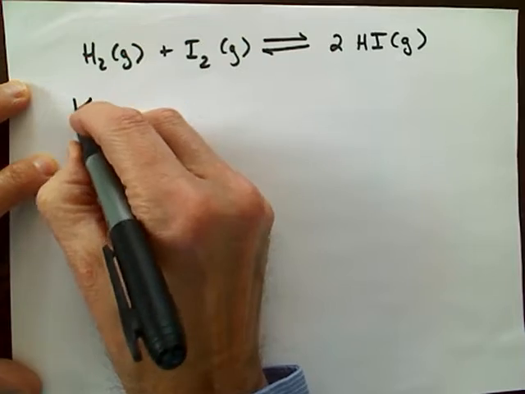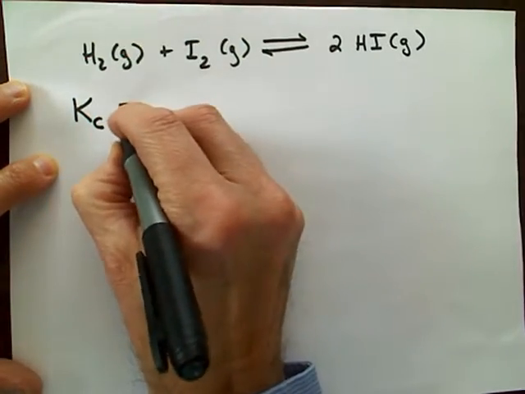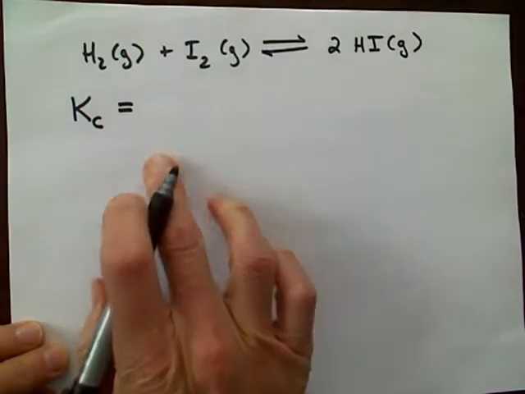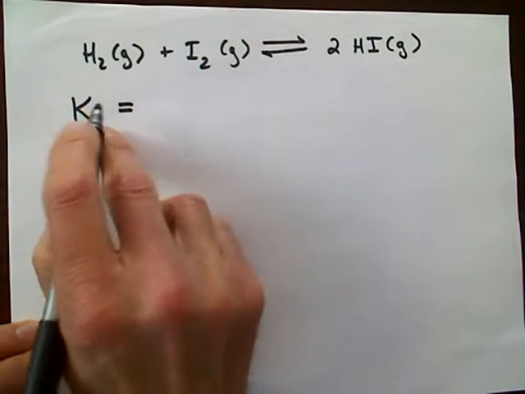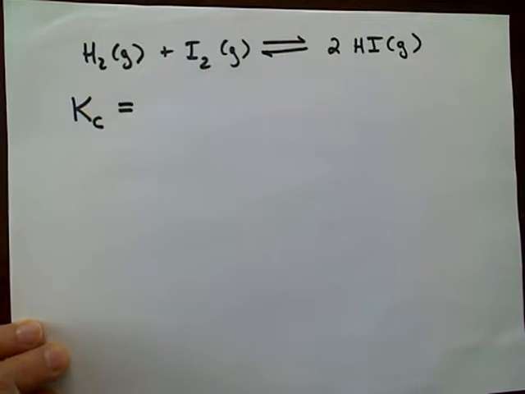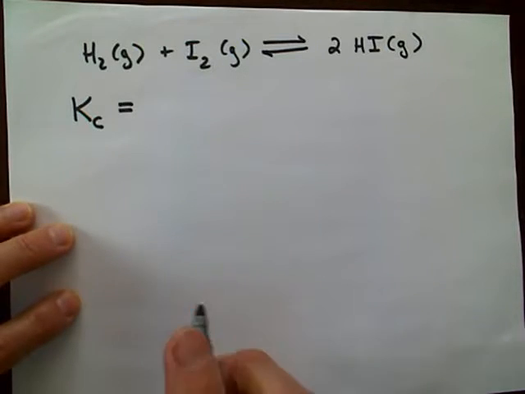So it's going to be Kc. We're going to use concentrations. So if this is my reaction, what's this equilibrium constant going to be equal to? Pause the video and try to write it. Okay, let me show you what the answer is here.